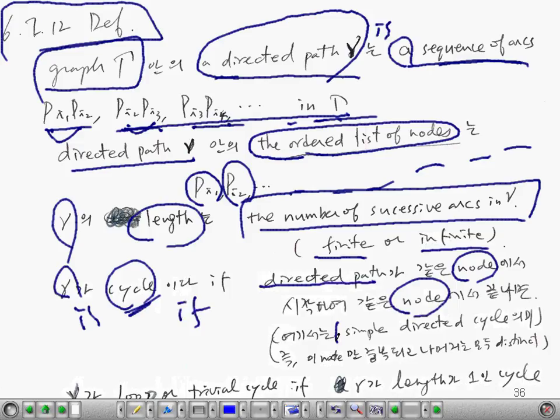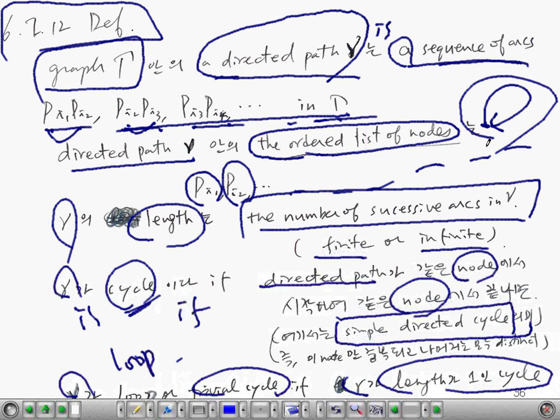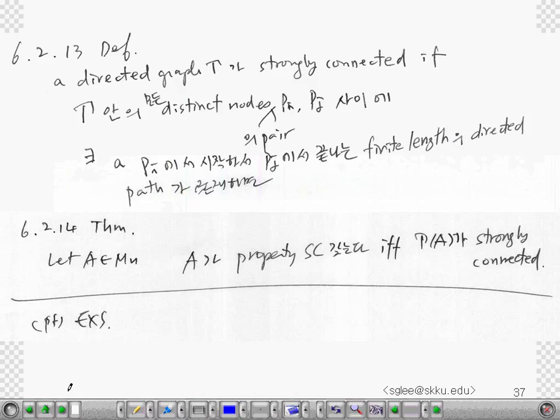In here we just count the simple directed cycle. And gamma is called a loop or trivial cycle if the length is equal to 1. If we start from itself and come back like that, this is called the loop or trivial cycle. And those are the definitions.